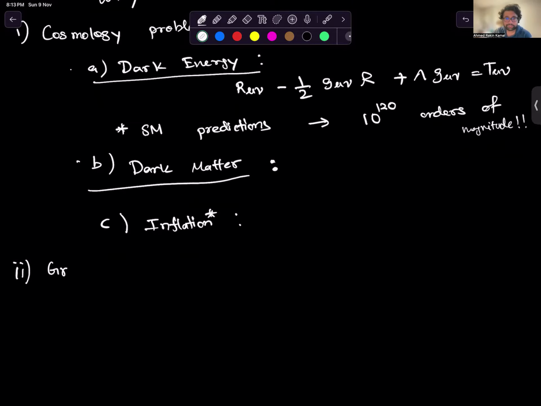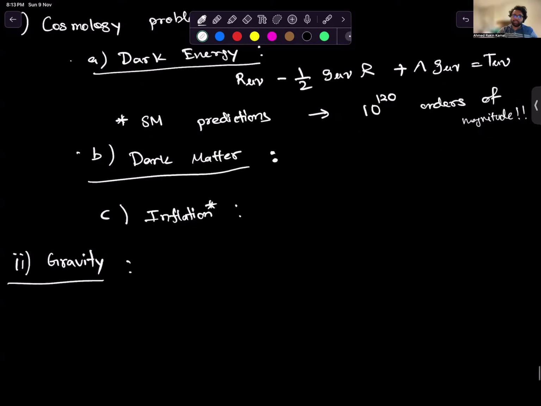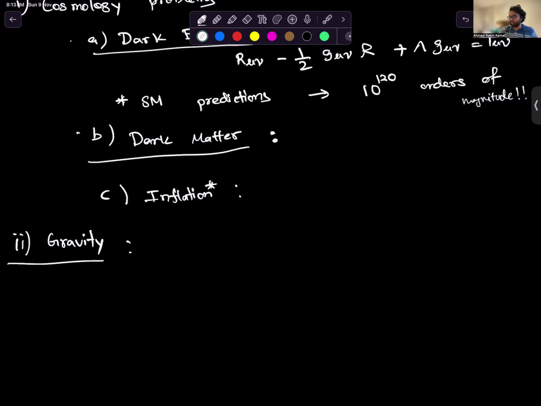Second problem is gravity, which is of course related to the first problem. The standard model explains all of the three fundamental forces except gravity. So when one tries to, let's say, quantize gravity the traditional way, it runs into, again, renormalizability issues and basically nonsensical answers involving infinities.